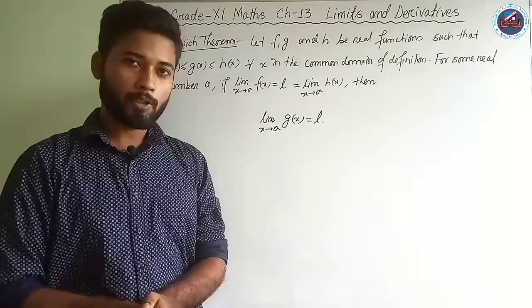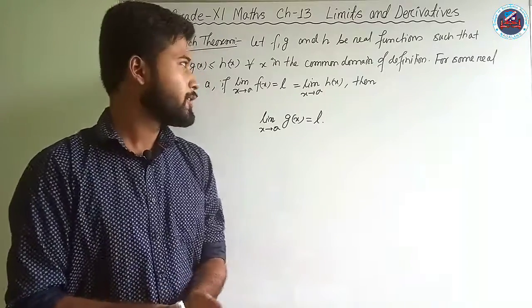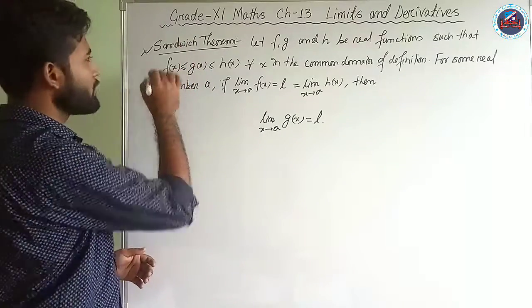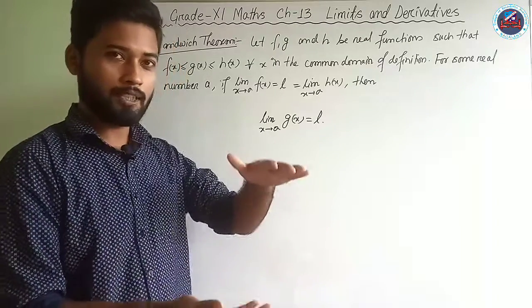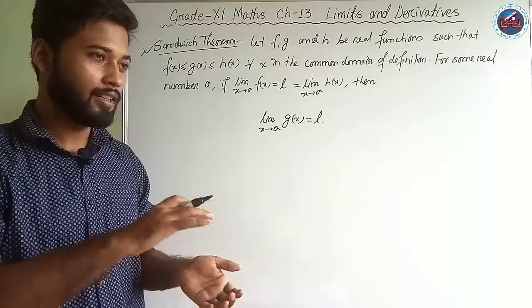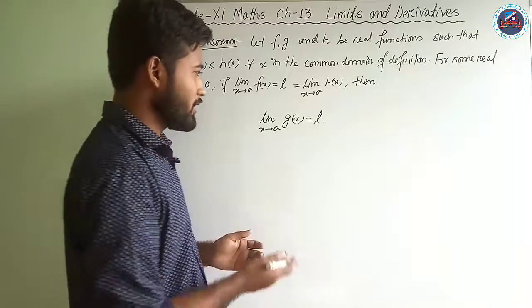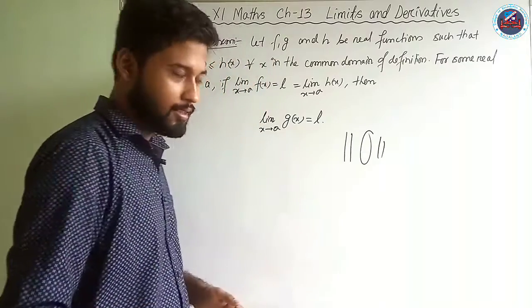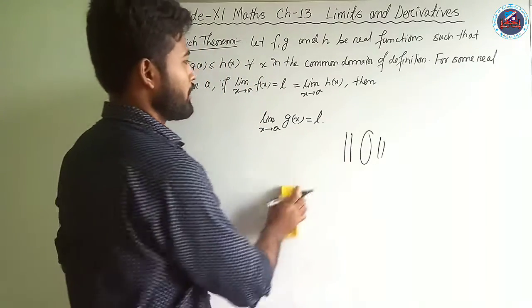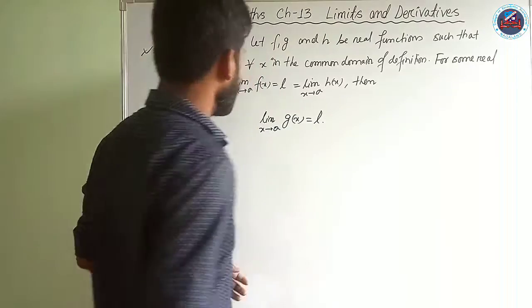Next we have a very important theorem, that is the sandwich theorem. Simply by the word sandwich you mean that there is a loaf on the upside and another loaf on the downside, and there are some vegetables inside, isn't it? So it means something here, and in between something is there. So that is the concept of the sandwich theorem. Okay, so what does it say?